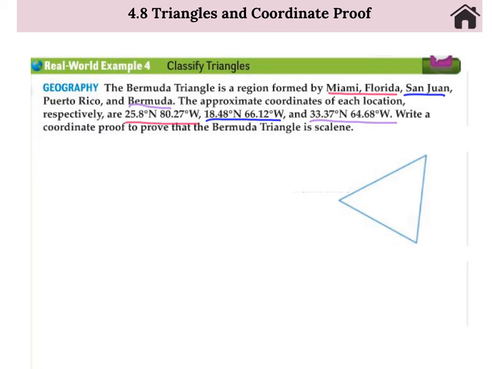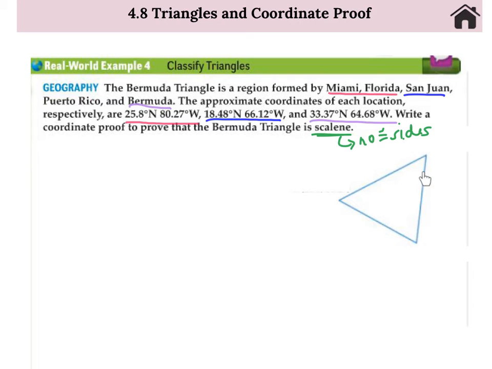We want to write a coordinate proof to prove that the Bermuda Triangle is scalene. That's going to be our important word here, scalene. Remember, scalene has no congruent sides. So that means that if the Bermuda Triangle is in fact scalene, each distance will be a different value.